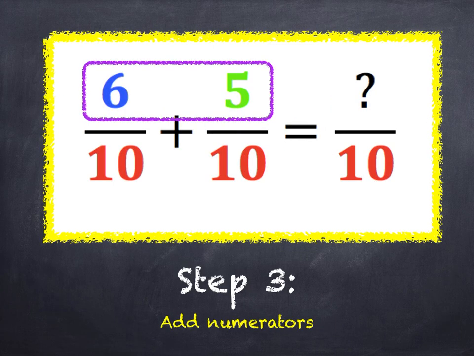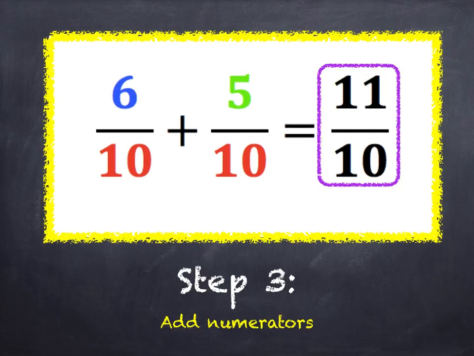And now our final step is to add the numerators. When we add 6 and 5, we're left with 11, which means our final answer is 11 over 10.